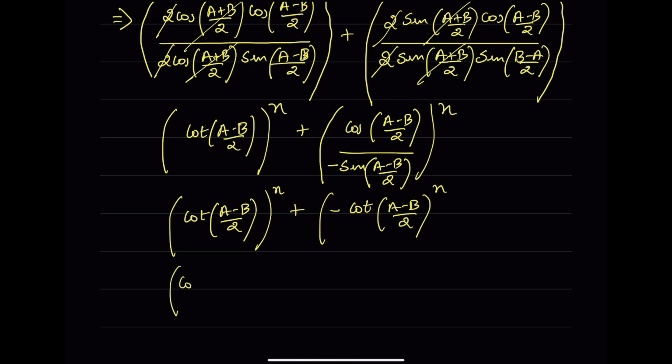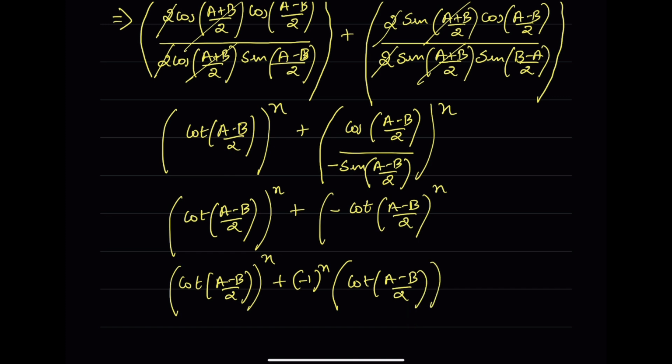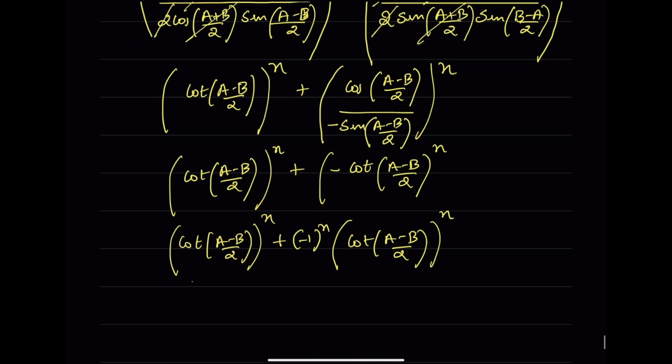So our equation would change to cot of (a minus b) by 2 power n, then plus minus 1 power n times cot of (a minus b) by 2 power n. Now cot of (a minus b) by 2 power n is common between these two terms, so let us have that as a common term. So we'll write this as cot of (a minus b) by 2 power n times 1 plus minus 1 to the power of n.